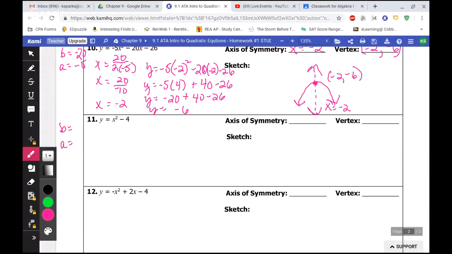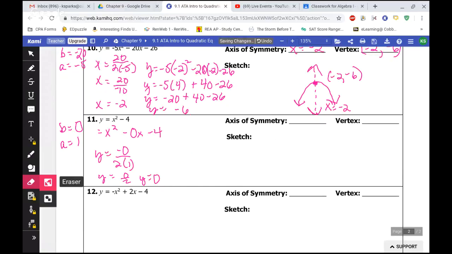I assumed it was -4, but now that I look at it, I guess that's wrong. No, that's your C value, your constant. So this actually is y equals x squared minus 0x minus 4, because there's no x variable. So my B is 0. My A is 1. So the opposite of 0 is basically 0, and then 2 times 1. x equals 0 over 2, so x equals 0. My bad.